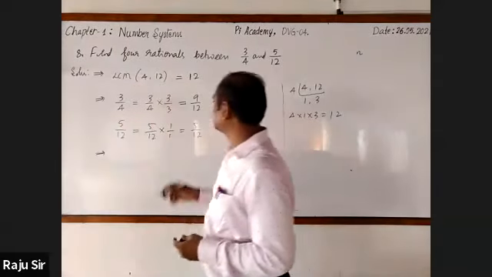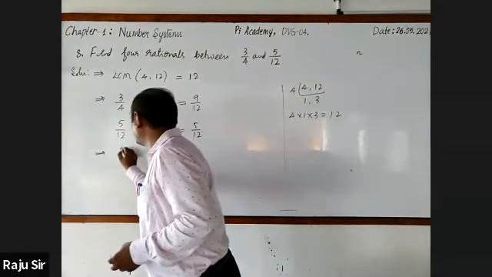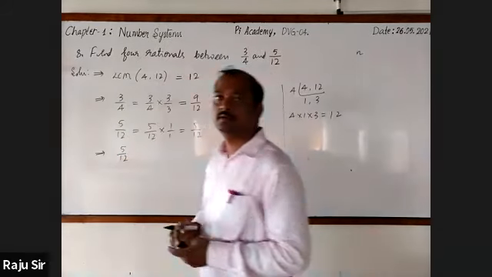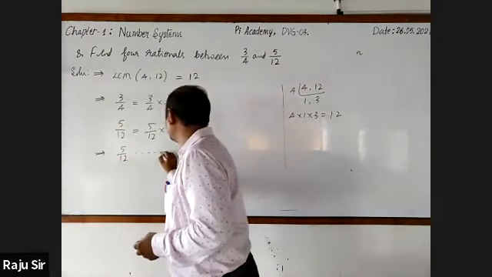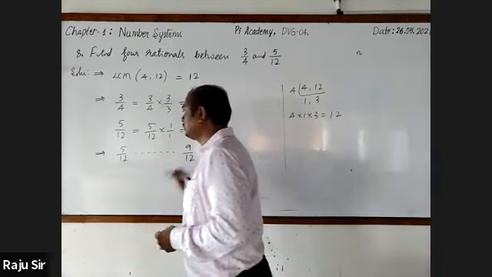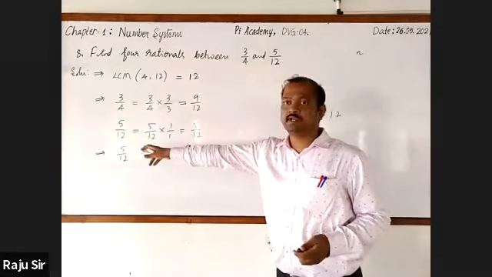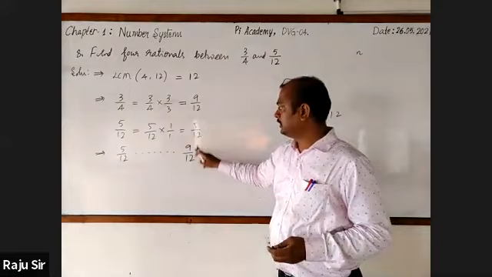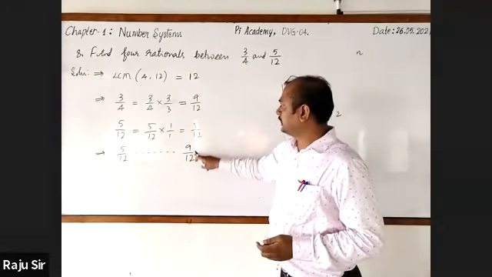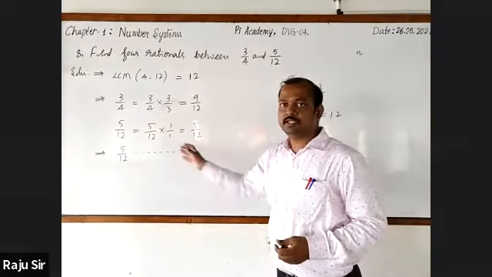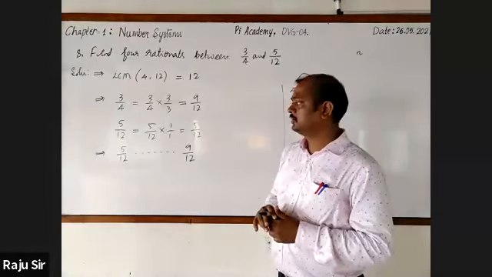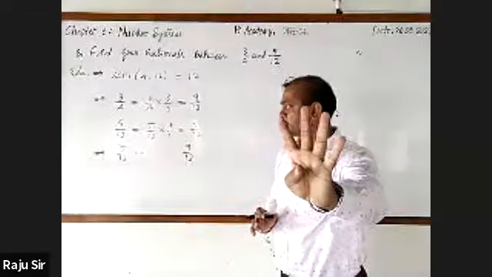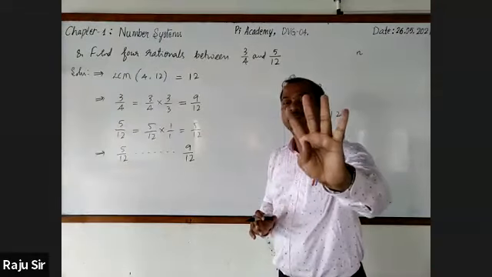The numbers are 5 by 12 and 9 by 12. I have written the smaller number on the left hand side, that is 5 by 12, and the greater number on the right hand side, 9 by 12. Between these, we want only 4 rationals. What are those? 6 by 12, 7 by 12, 8 by 12, only 3 will come, sir.